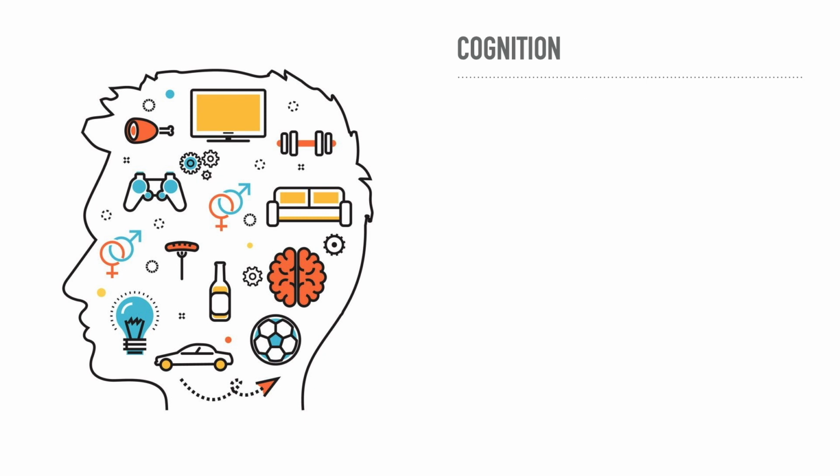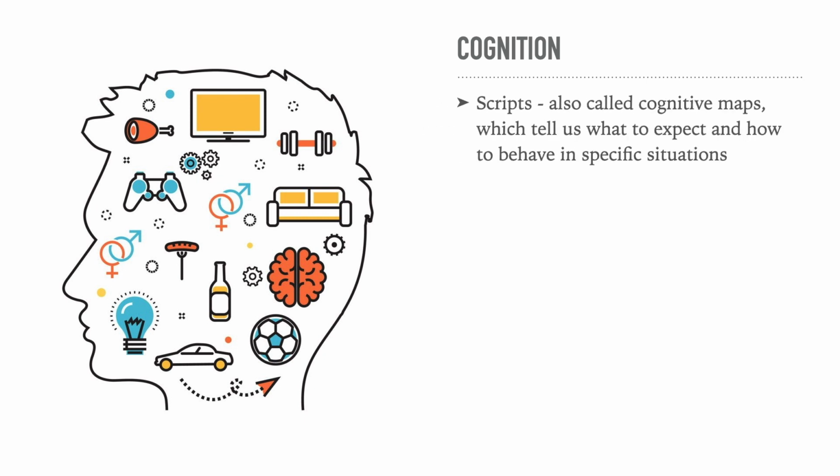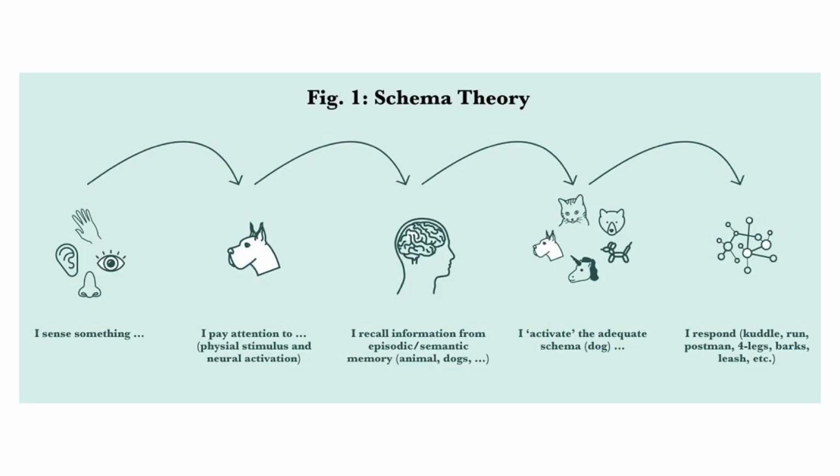Schemata are acquired, extended, and refined as a result of both direct and vicarious experience. When more dynamic types of schemata are considered, they are often described as scripts, which tell us what to expect and how to behave in specific situations. Here is an example of how schema theory plays out. Using your senses, you pick up details and pay attention to physical stimulus around you. Then, you recall information from episodic or semantic memory. After activating the adequate schema, which in this example is a dog, you think of how you respond or behave in that situation.